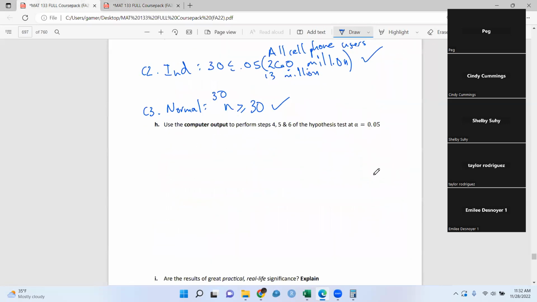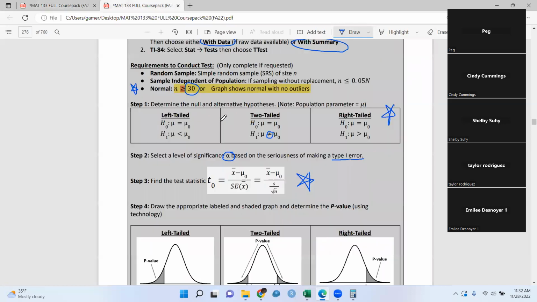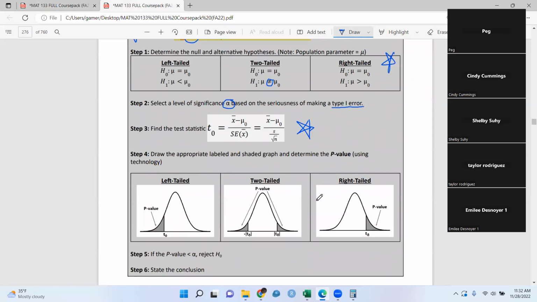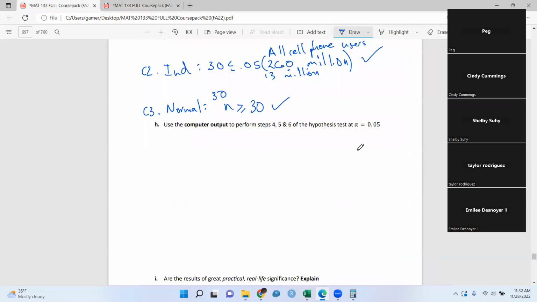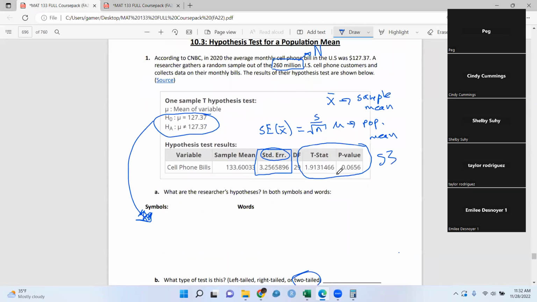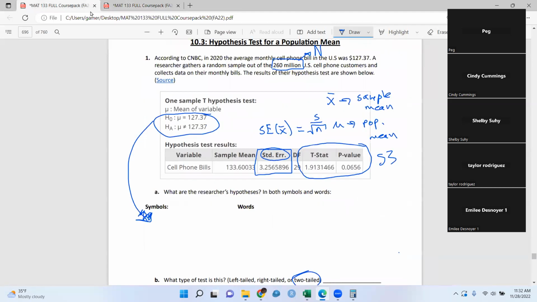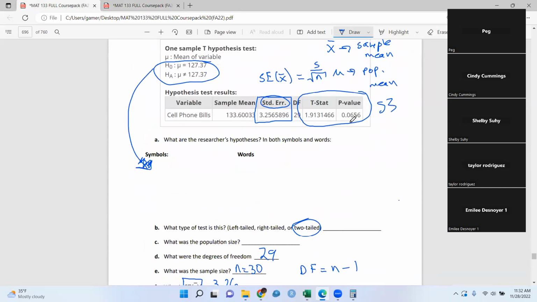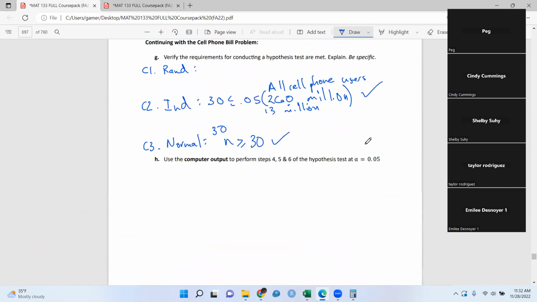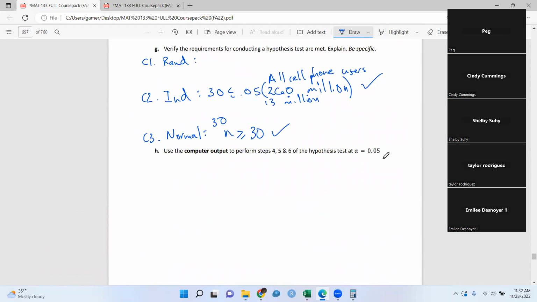Okay. Steps 4, 5, and 6. Remember what they are. Step 4 is, let's just draw the graph of the output. So we know it's this one, and we're just putting in the stuff we have here. Step 5 then is, are we going to reject H0 or not? So we're comparing the p-value to alpha. So is 0.0656 less than 0.05? I'll write this one down. I'm not going to write 4 down. No, so we do not reject.